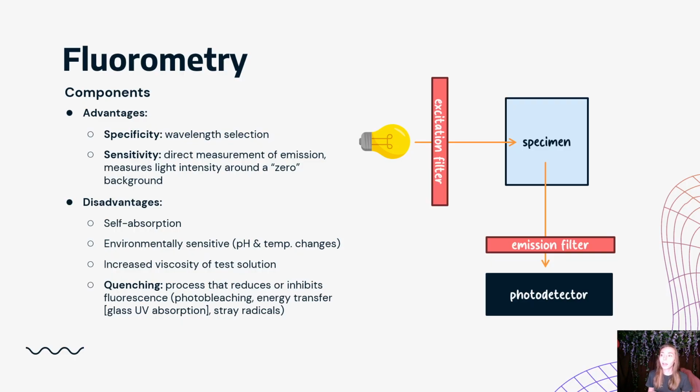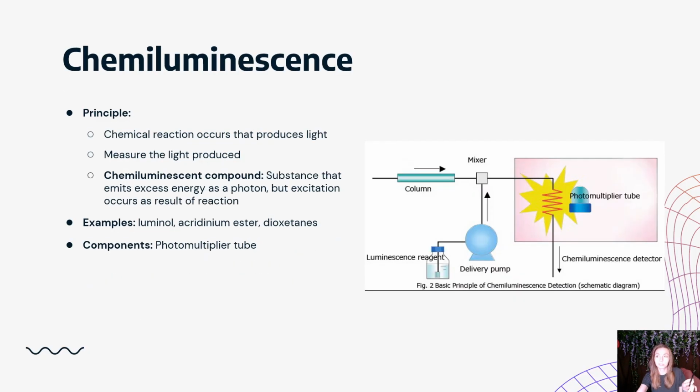We don't like that. Other disadvantages, you can have a very viscous test solution, which is just not fun. It causes problems. And then quenching, like I talked about a second ago, it's basically anything that reduces or inhibits fluorescence, which in our case, a lot of the time can be caused by using glass cuvettes instead of quartz cuvettes. But you can also have other reasons like photobleaching, energy transfer, stray radicals, things like that. Basically anything that gets in the way of fluorescence is quenching.